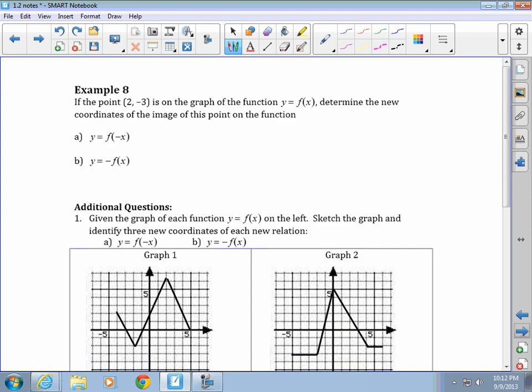Okay, last one. If the point 2, negative 3 is on the graph of the function y is equal to f of x, determine the new coordinates of the image point on the function y is equal to f of negative x. So if it's a negative x, that means it's inside the bracket here. This affects our x coordinates, so our 2, negative 3 becomes negative 2, negative 3. If it's y is equal to negative f of x, this is then affecting the y value, so this becomes 2, 3.